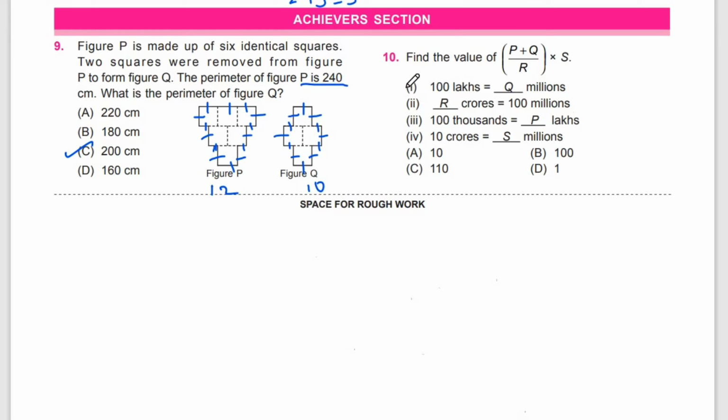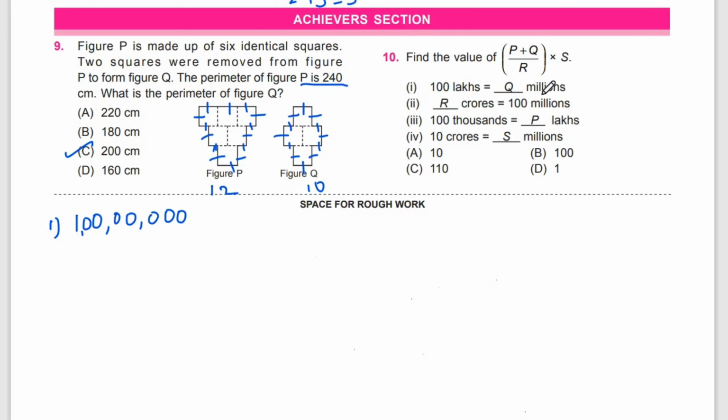So we'll take every single clue and first try to solve it. The first clue given to us is 100 lakhs equals Q millions. So how do we write 100 lakhs? We write 100 and then 10,000, 1,000, and then hundreds, tens, ones. So this is our 100,000. 100,000 is nothing but 1 crore. So this is our Indian system.